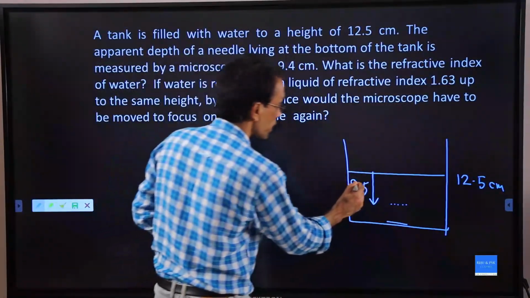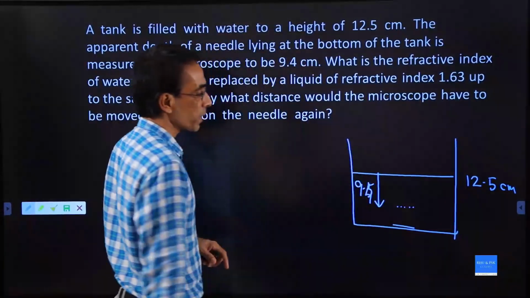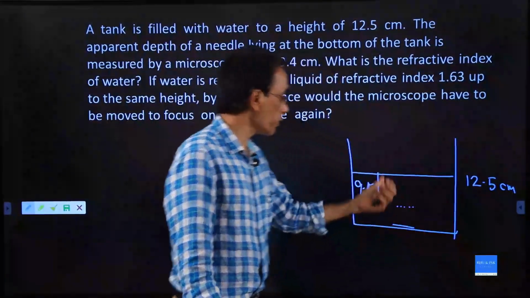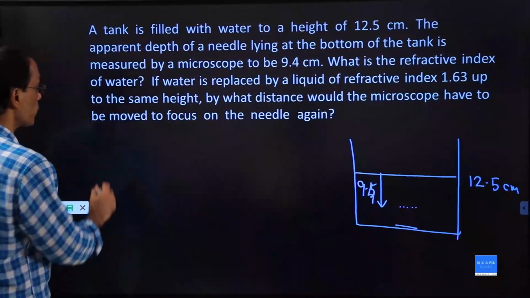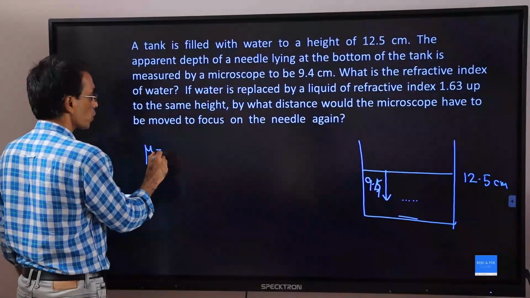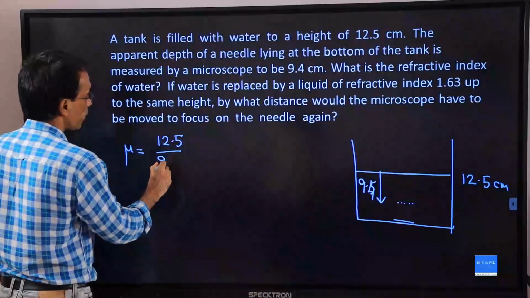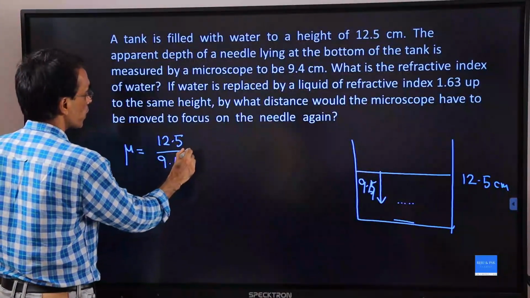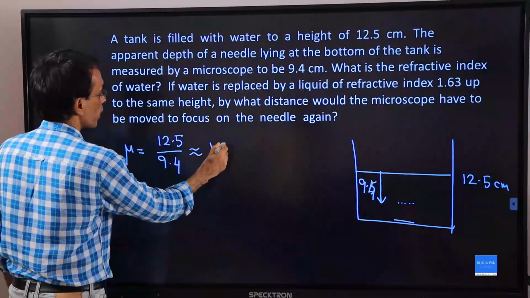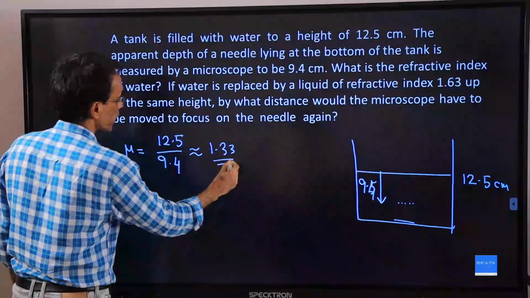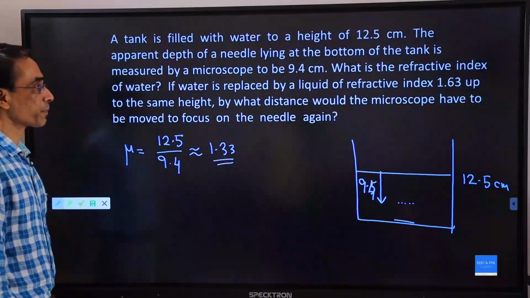It is measured as 9.4. So actual depth is 12.5, apparent depth is 9.4. So refractive index is equal to actual depth 12.5 divided by apparent depth 9.4, and this will come around 1.33. Please verify that, 1.33.